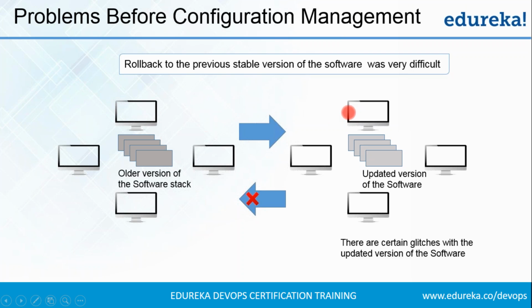But now what happens? That updated version of the software has certain glitches. Your company wants to roll back to the previous version of the software, which is MongoDB in this case. So you want to go back to the previous version. Now, how will you do that? Remember, you have not kept the historical record of MongoDB during the updating. I mean, you have updated MongoDB manually on all the nodes. You don't have the record of the previous version of MongoDB. So you need to go and manually reinstall MongoDB on all the nodes. So rollback was a very painful task. I mean, it used to take a lot of time.